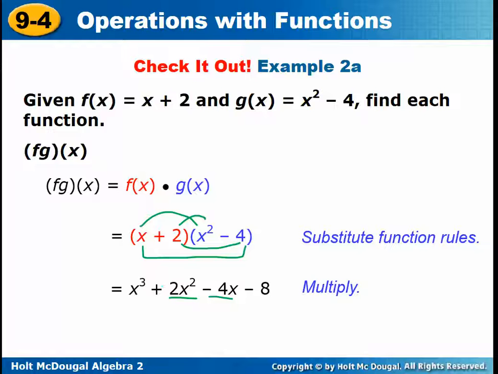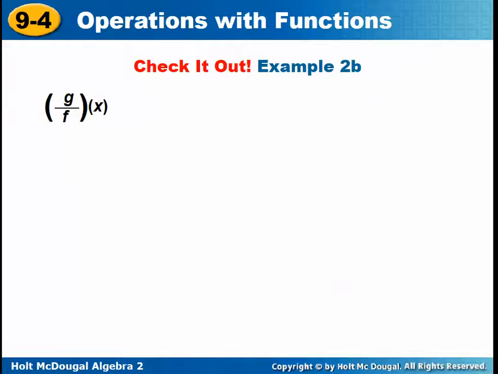So then you combine your middle terms. Oh, no, you can't. There are no like terms. They're all different. So that's your answer. You're done. x cubed plus 2x squared minus 4x minus 8. Or you could write it in a different order.